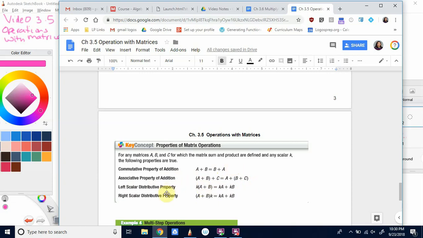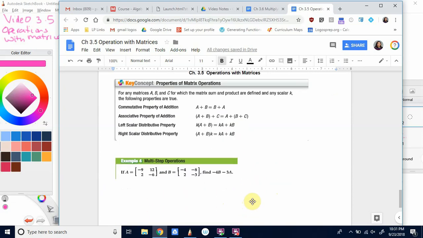Now, this is really important that you get this down. This says left scalar distributive property and right scalar distributive property. Basically, it says when you have a scalar K times the sum of two matrices, you can distribute that: K times A plus K times B, so you can do the scalar first and then add them. Likewise, if the scalar is on the right side of the parentheses, do the same thing. This implies multiplication. If you have the scalar on the left side of the parentheses or the right side, you can still distribute. Please know the difference between the left scalar distributive property and the right scalar distributive property.